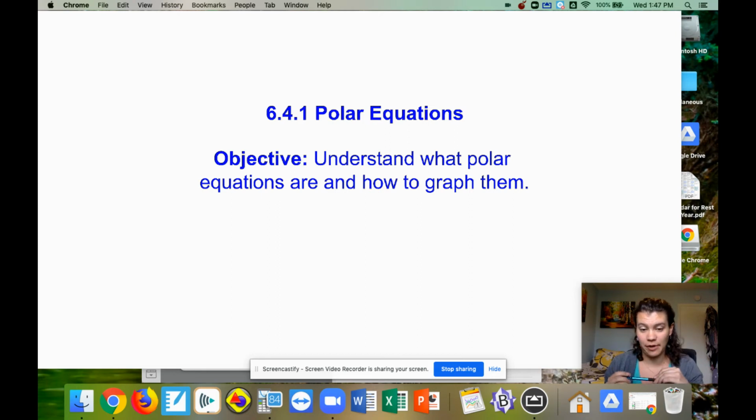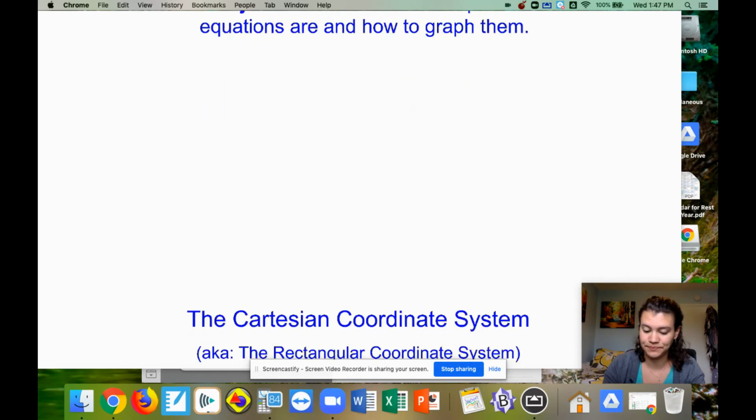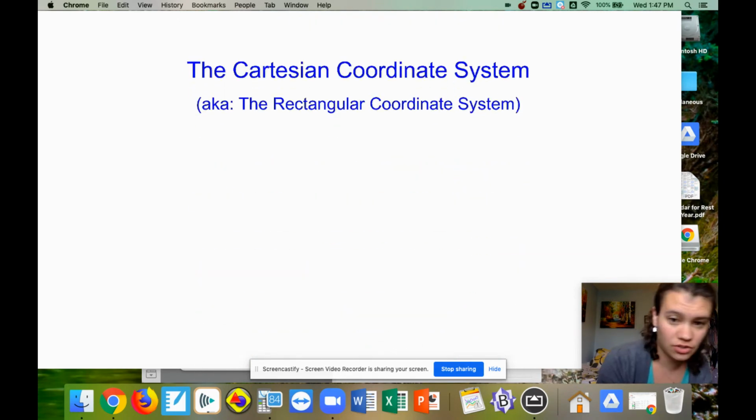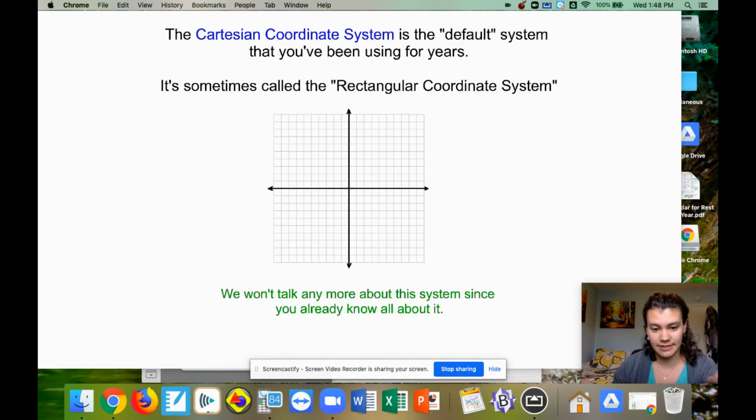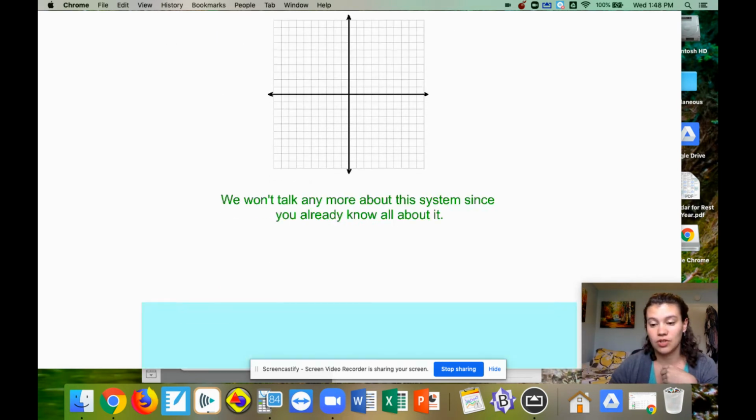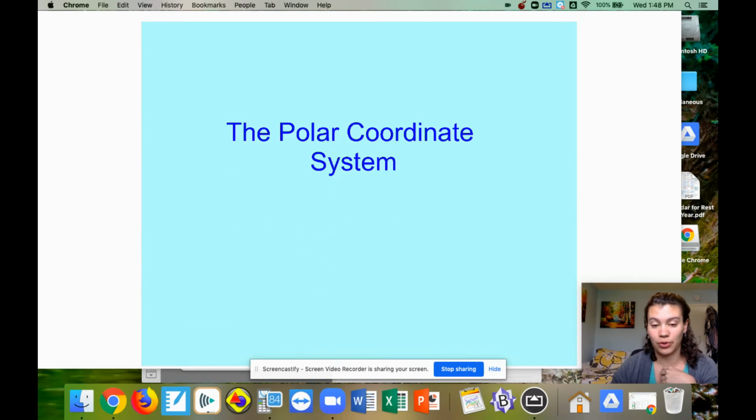Today we're going to be talking about polar equations and what polar coordinates and everything are. So the Cartesian coordinate system, or the rectangular coordinate system, I'll say both between different things, is your regular system that we've done before. It looks like this. It's your x and y. This is what you've been graphing things on forever. So what we're doing today is the polar coordinate system.